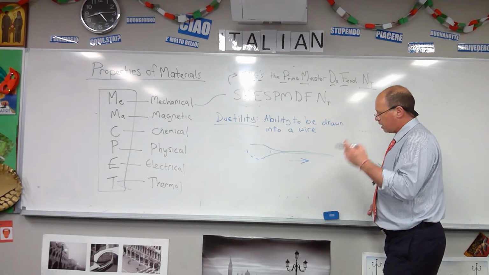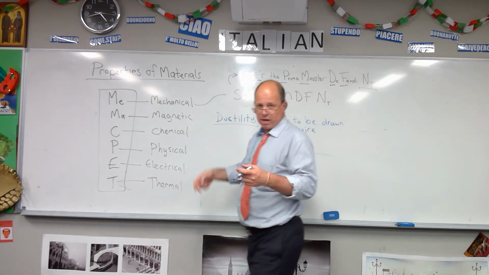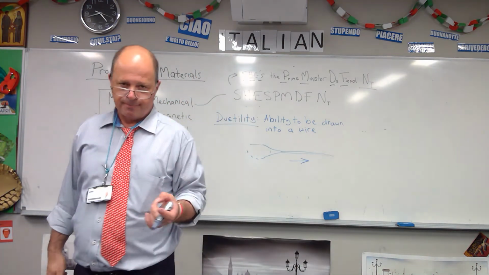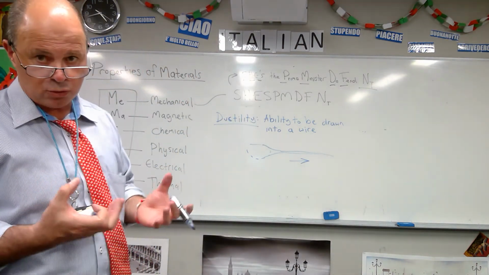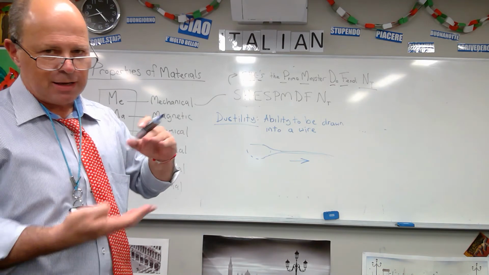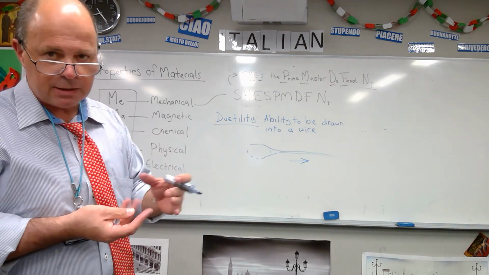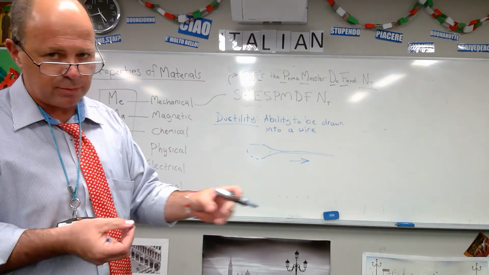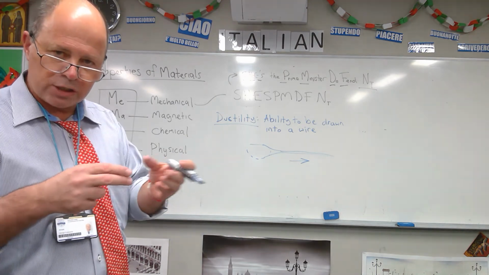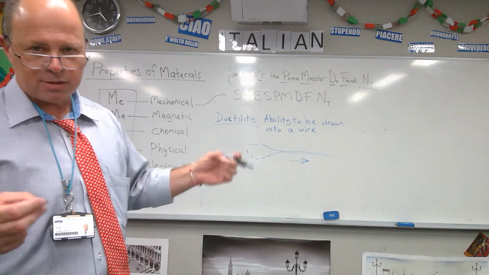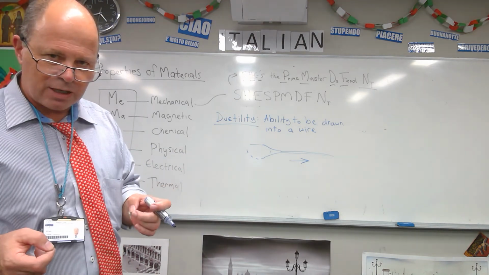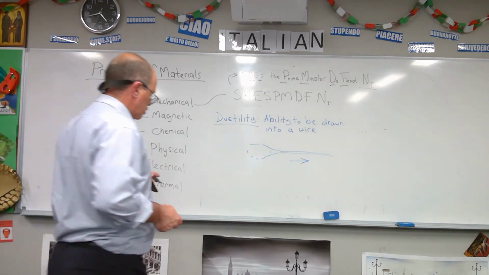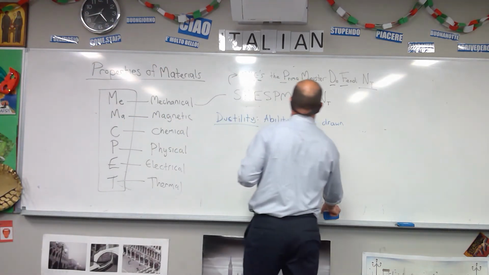Now, I used to always think, well, if it's malleable, it must be ductile as well. Quite often those two do go together, but for instance, the metal lead can be hammered into a sheet, no problem at all, but when you try and draw it into a wire, it tears. So they don't always go together. So the ability to be drawn into a wire is our ductility.